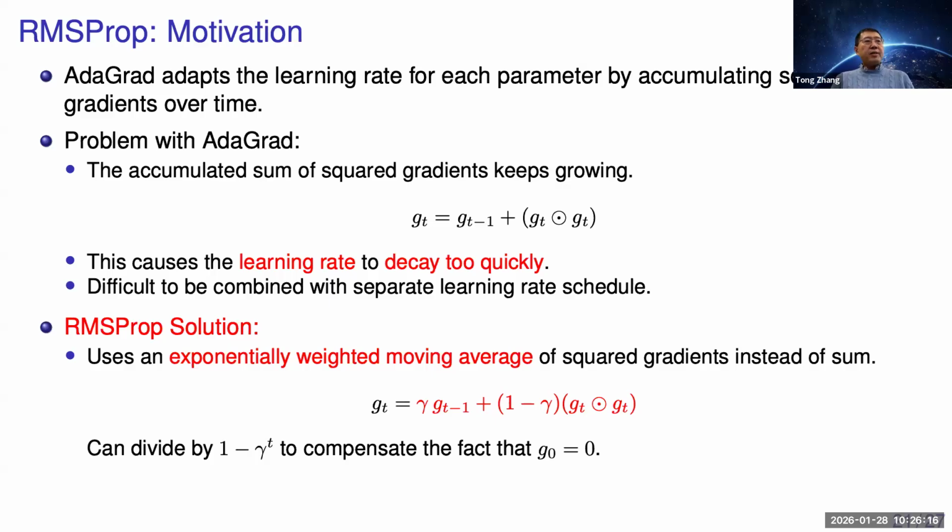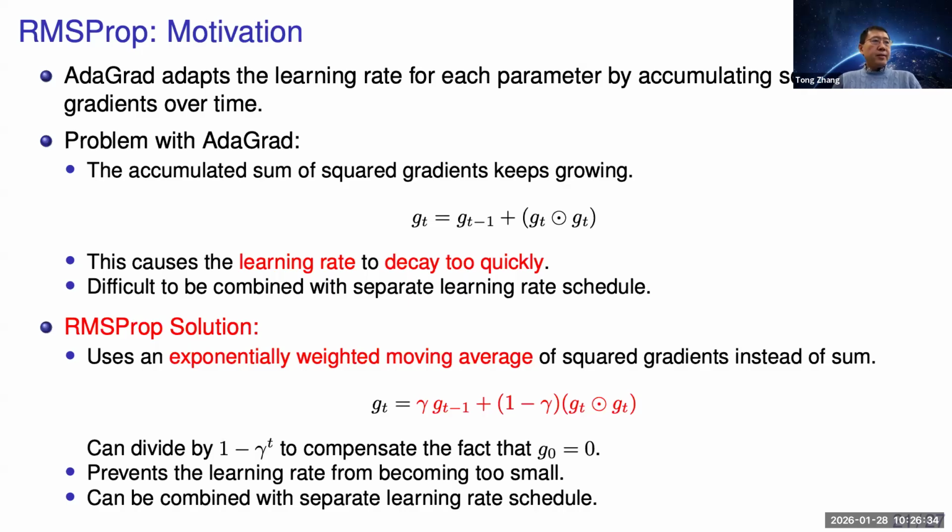So when your landscape changes in your optimization, it can be helpful simply because the more recent gradients are more important. The more historical gradients, using this formula, will tend to be forgotten. So this is basically to prevent the learning rate from becoming too small.